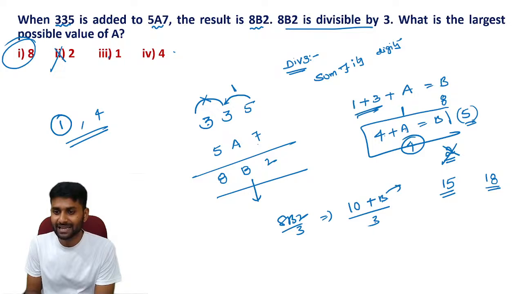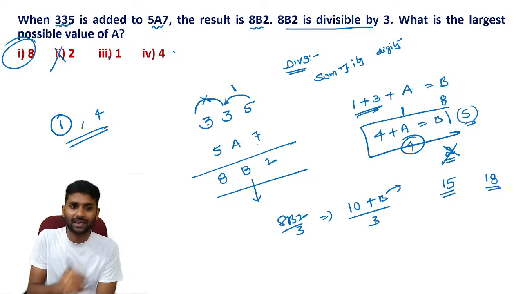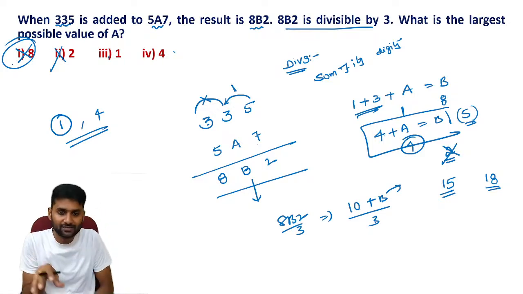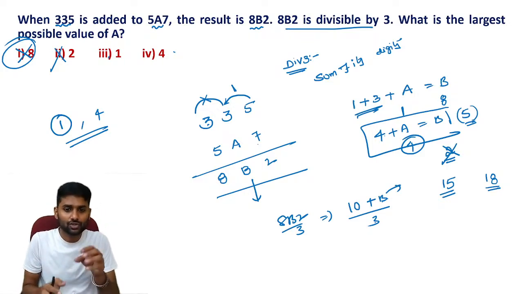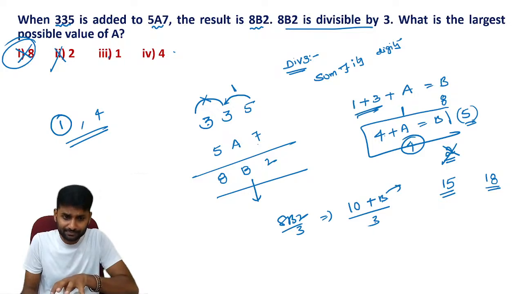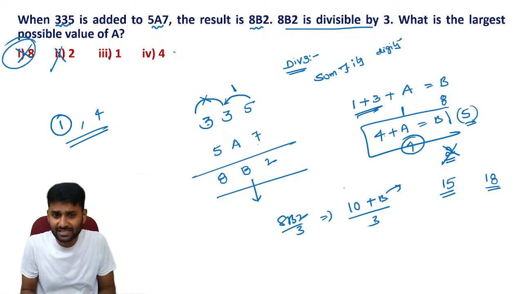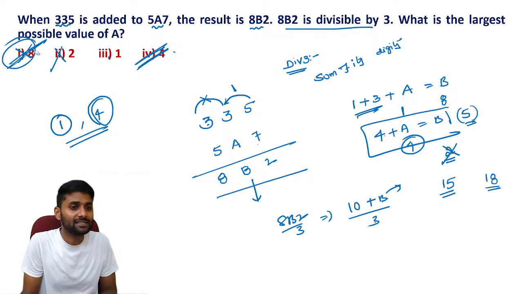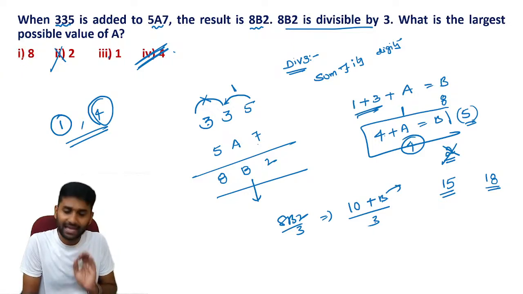Now see, 4 plus 8 is equal to 12. Then again you will get the carry over. That's why 8 is not at all possible. If you replace a with 8 in the b position, you will get the carry over, guys. That's why the value of a is at most 4. If a is equal to 4, definitely b is equal to 8. You never get a as 8, guys.